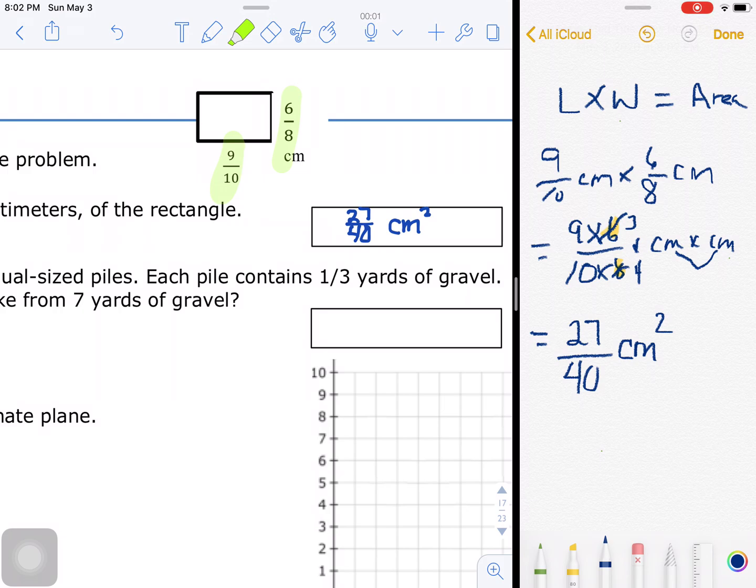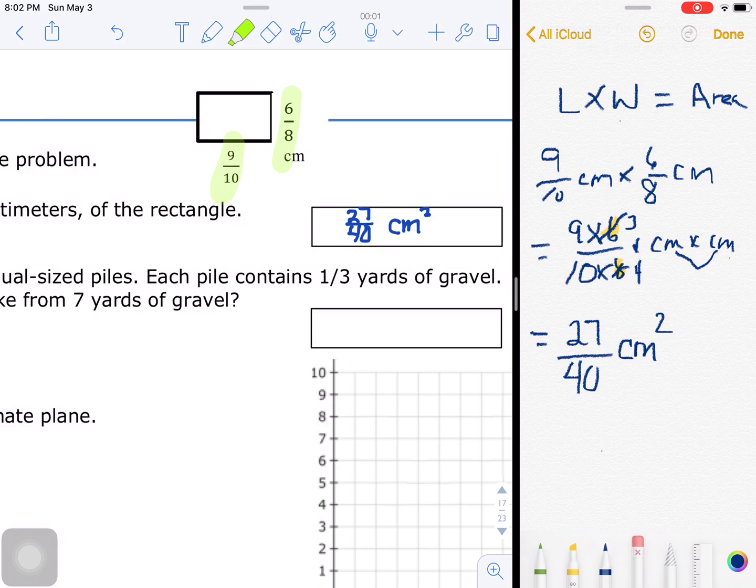Now, if I just was to estimate this, okay, well, I know 9/10 is close to 1. And I know that 6/8, if we rounded to the nearest whole number, would also be 1. And we know that 1 times 1 is 1. And if we look at our answer, it's 27/40, which, if we rounded that to the nearest whole number, is closer to 1 than it is to 0. So that would make sense for us.